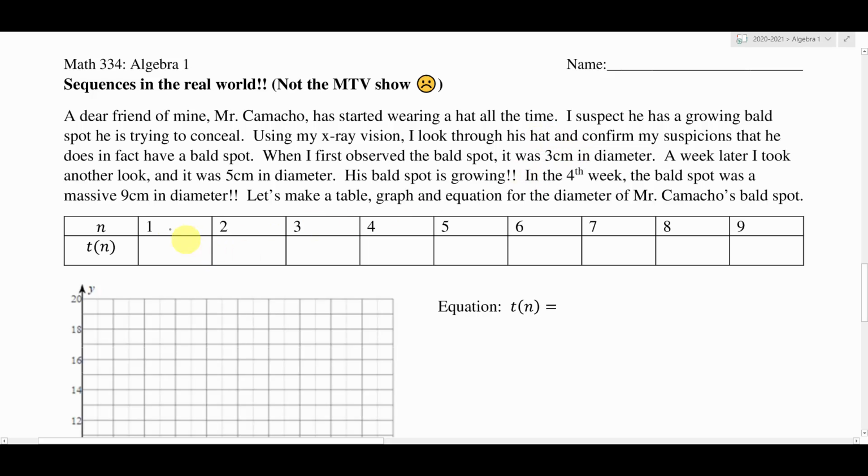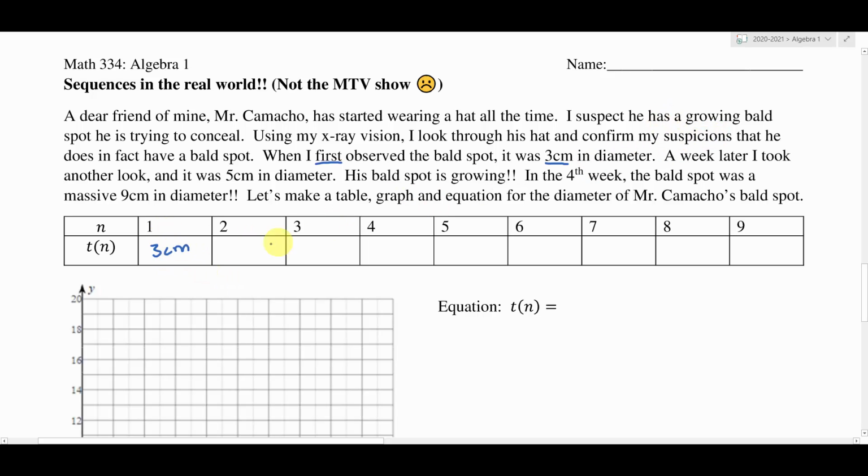Okay. So the first time I observed it, if I'm thinking about this word problem and I'm trying to translate it into a table or a graph, this is my first piece of data, right? So when I first observed it, it was 3 centimeters. So here's my first observation, and the bald spot was 3 centimeters in diameter. So I'm going to put that into my table just like that.